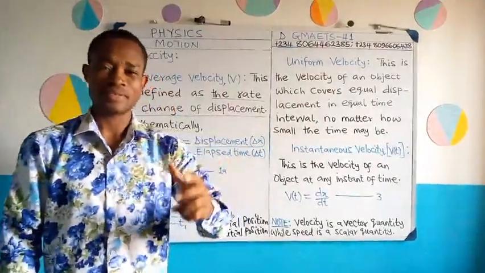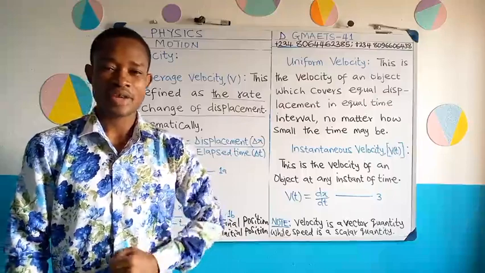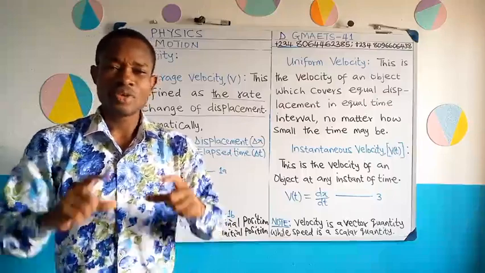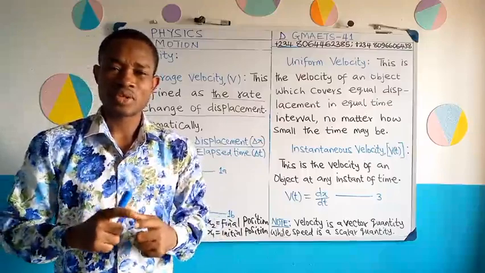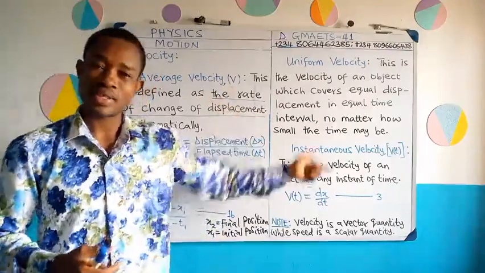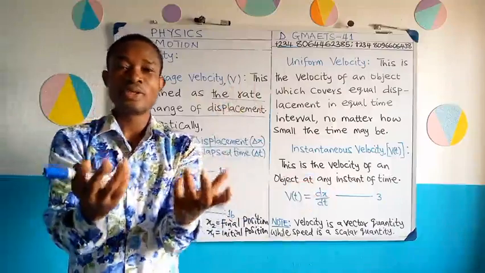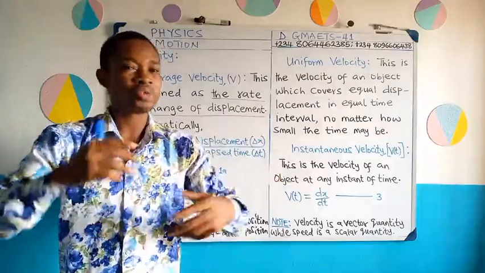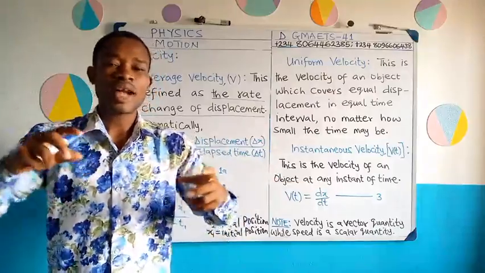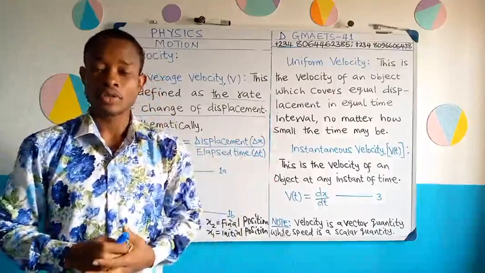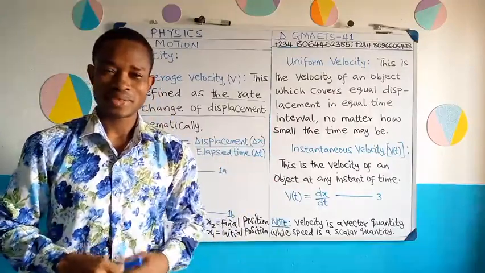I hope it's clear. Alright, now let us move on to uniform velocity. Uniform. When you hear uniform, it's something that does not change. It's something that is constant. So we can still call it constant velocity. Like in your schools, you have school uniform. You have school uniform in primary school, in secondary school. Now, that uniform is something that is the same. The color is the same for all the students. Is that not true?